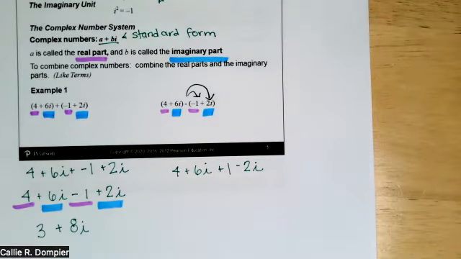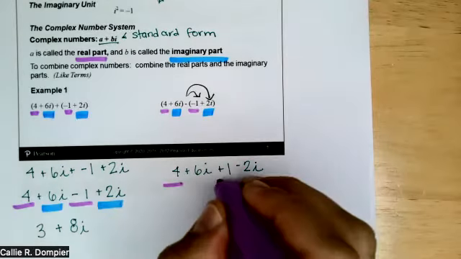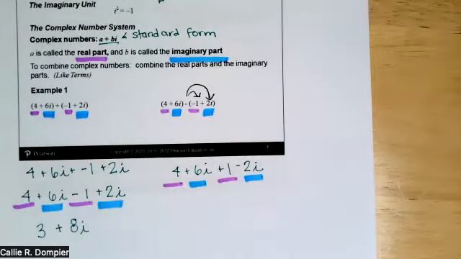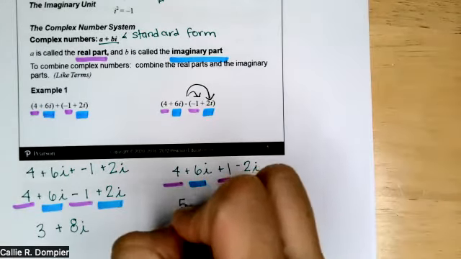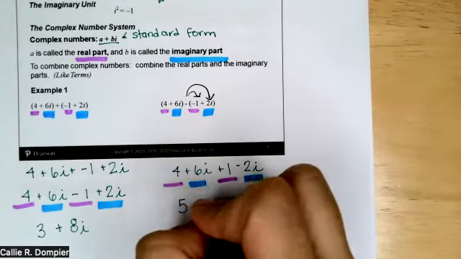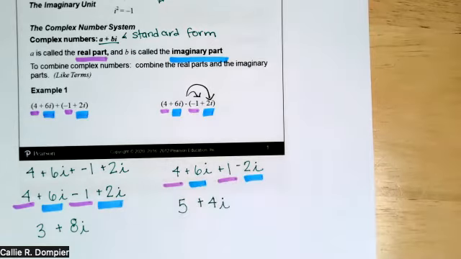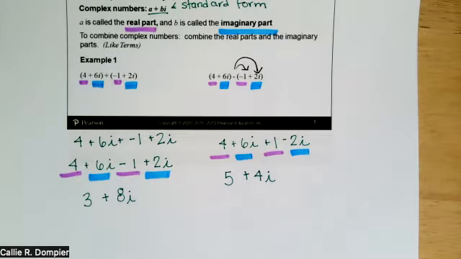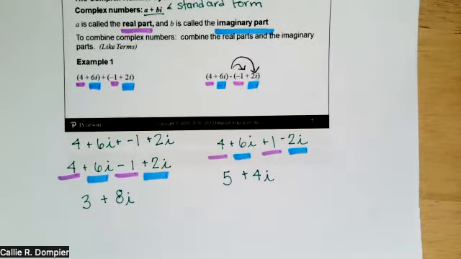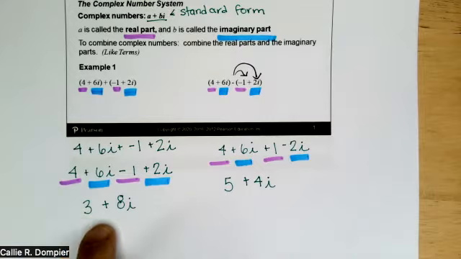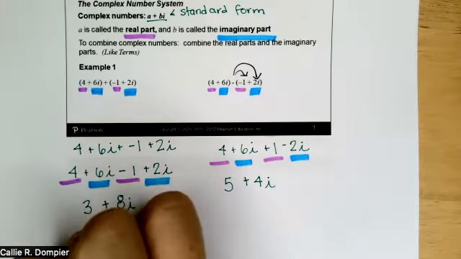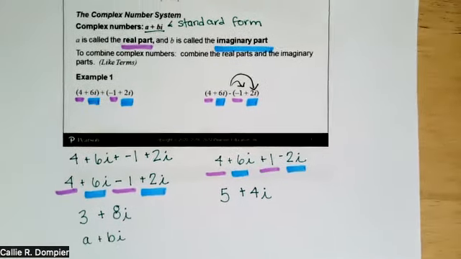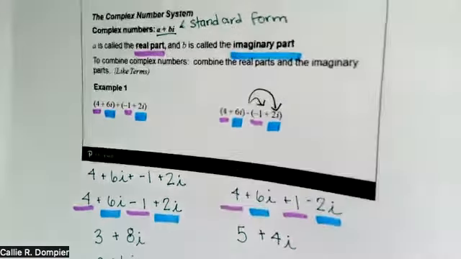Good? All right. 4 plus 1 now. 6 minus 2 now. 4 plus 1 is 5. 6 minus 2 is 4. Any questions? So you're just treating it like a variable, combining like terms. Always leave them in a plus bi form, because that is standard form. Real number in the front, imaginary number in the back.